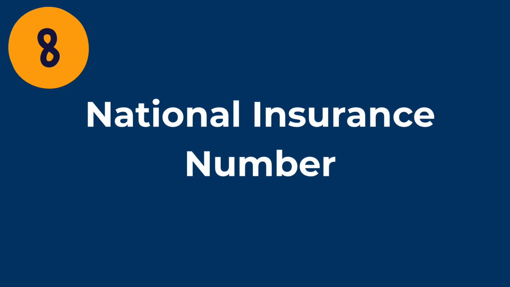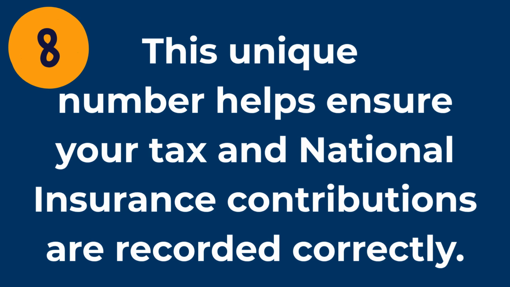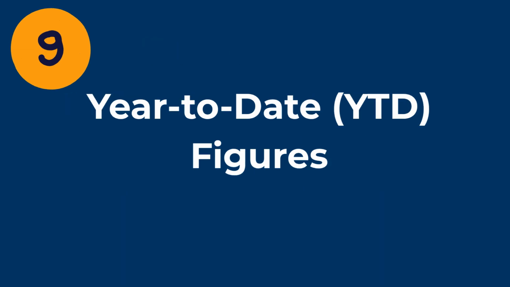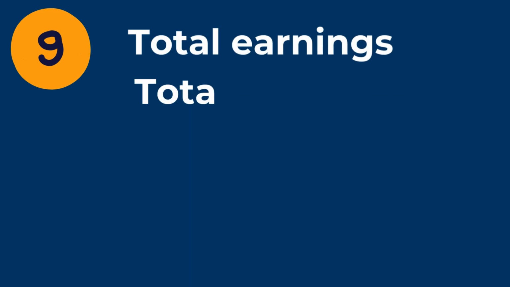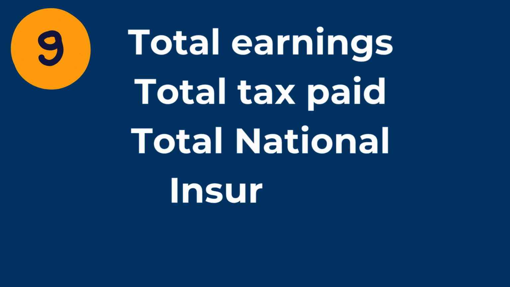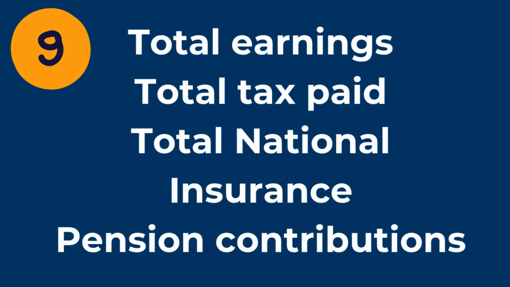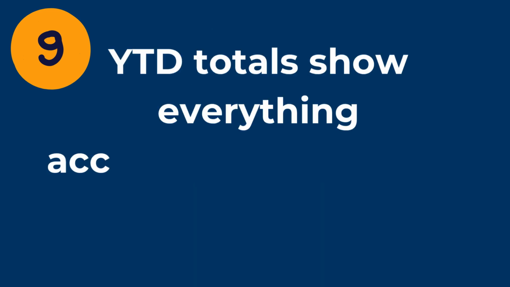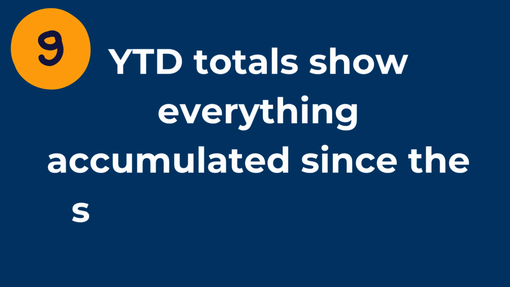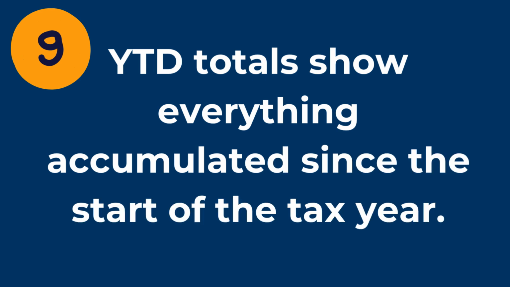Most payslips include the employee's National Insurance number, or NI number. This unique number helps ensure your tax and national insurance contributions are recorded correctly. Many payslips show year-to-date totals. These include total earnings, total tax paid, total NI, and your pension contributions. So instead of showing only this month's figures, year-to-date totals show everything accumulated since the start of the tax year. This is particularly useful when checking your annual earnings.